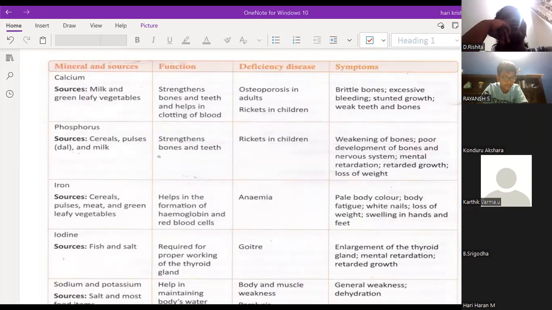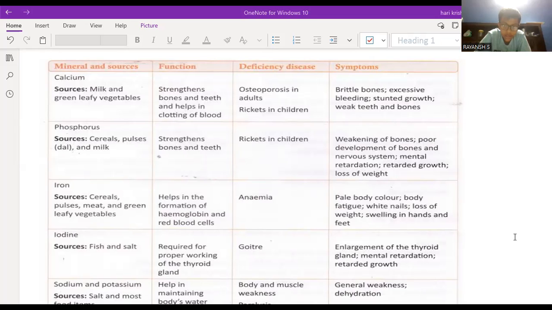Yes, you can read the information about calcium. What is the source? What is the function? Sources of calcium: milk, green leafy vegetables. Function: strengthens bones and teeth and helps in clotting of blood. Deficiency disease: osteoporosis in adults, rickets in children. Symptoms: brittle bones, excessive bleeding, stunted growth, weak teeth and bones.